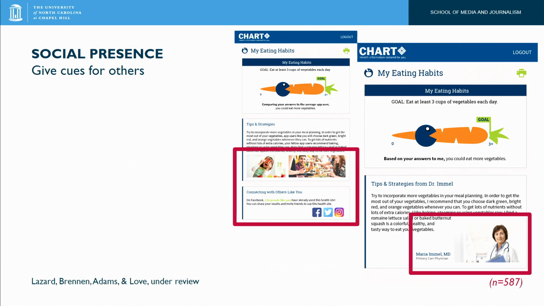And in the one on the right, we tailored that to be from a particular source. So here you see that it's from a single physician.